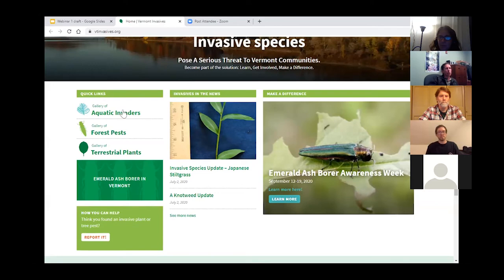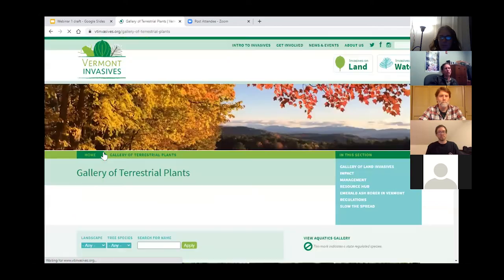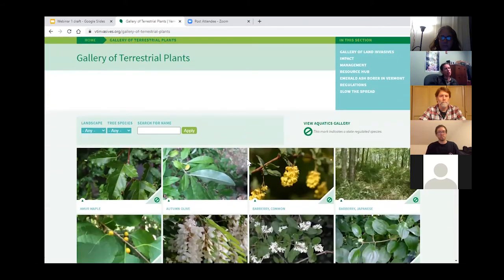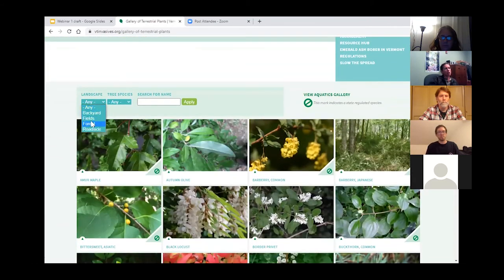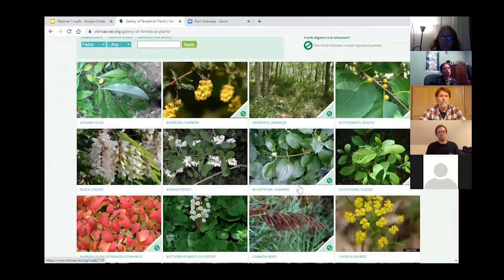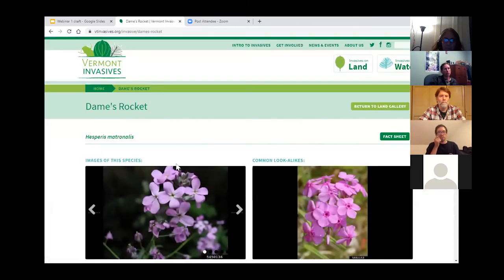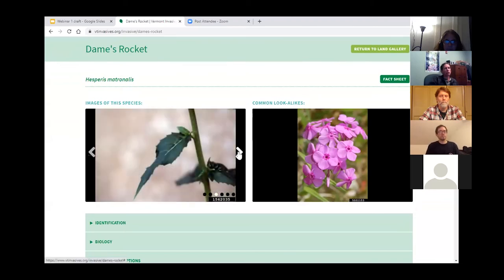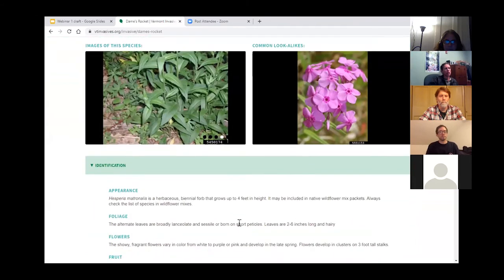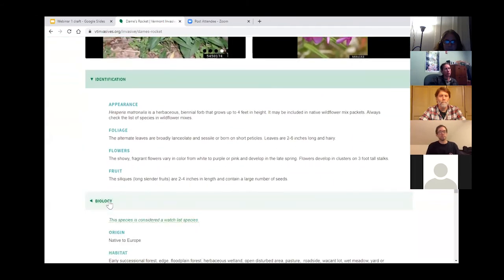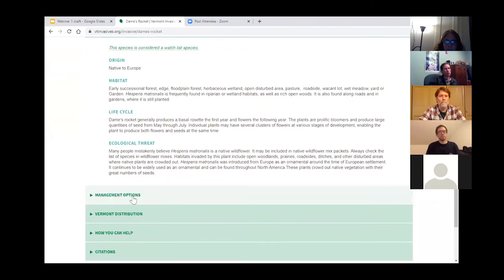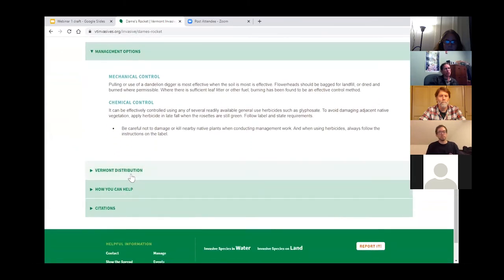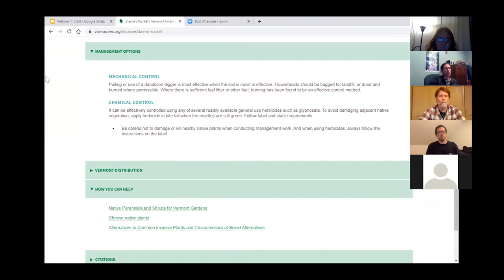Over here in the left-hand corner, you'll see some links. If we click on, for example, terrestrial plants, you can narrow your search to the landscape that you're finding your plant in. And then you can choose the plant of interest, for example, Dame's Rocket, and you will find various photos of the plant, identification for the plant, biology, management options, distribution of the plant in Vermont, and how you can help prevent the spread of the plant.